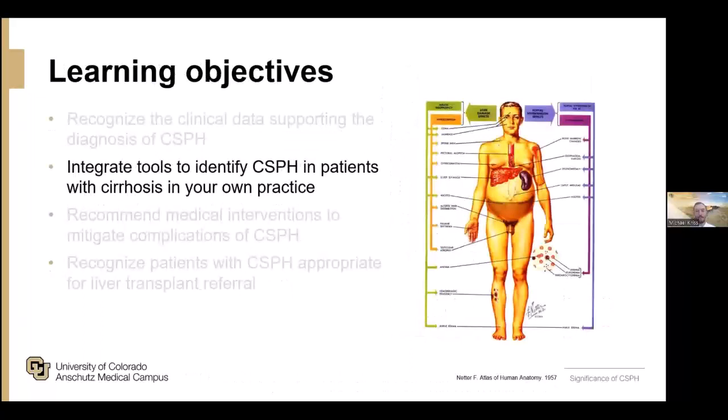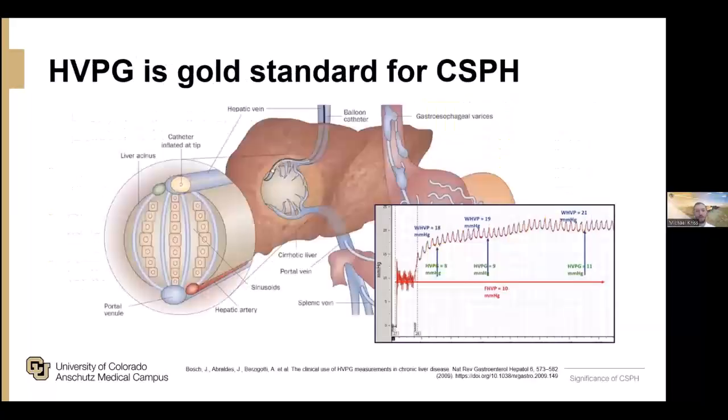Now, we can put a label on it, but we have to identify it in our clinics. So how do we do that? I'm going to go through some tools that many of you are probably already using, but I'll also demonstrate some that you may be using without relating them to clinically significant portal hypertension, which may also be valuable. Now, it's clear from this initial study that HVPG truly is the gold standard for clinically significant portal hypertension.